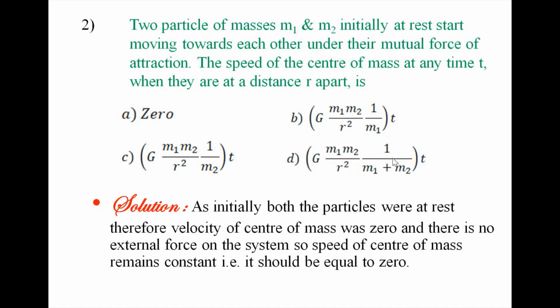As initially both the particles were at rest, the velocity of center of mass was 0 and there is no external force on the system. So the speed of the center of mass remains constant. That means it should be equal to 0. So here option A is correct. Let's see the next objective.